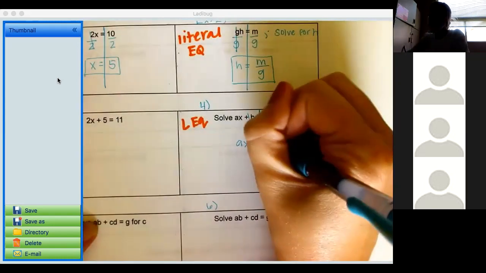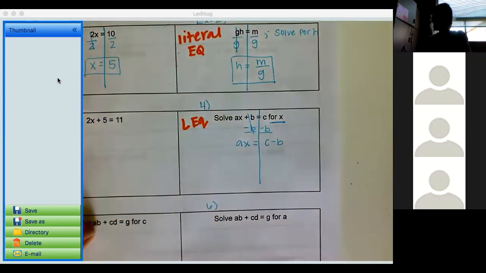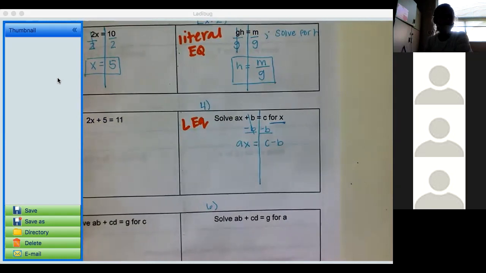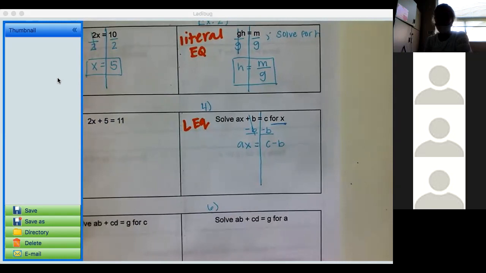Good, you literally write C minus B, because you can't do anything with that. You can't do cats minus boys. They're not the same thing, right? So we're just going to leave it. Now remind me one more time, what are we solving for?